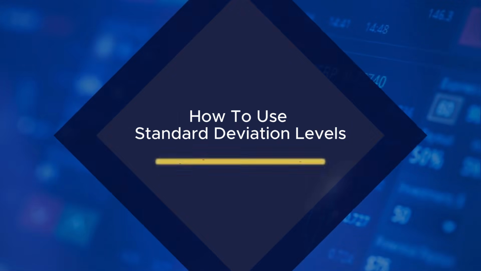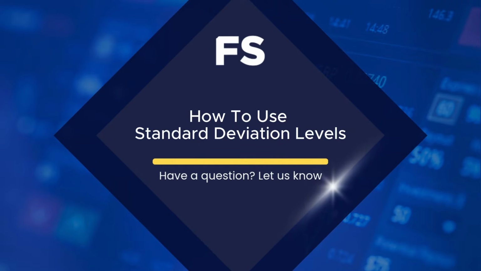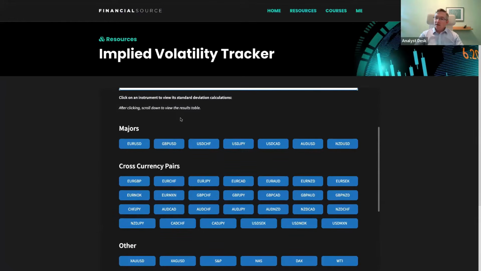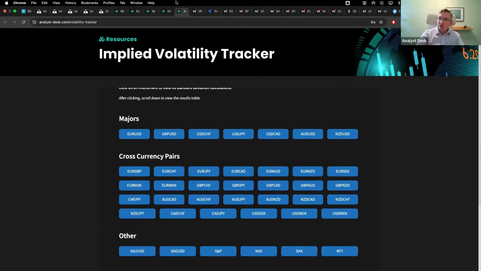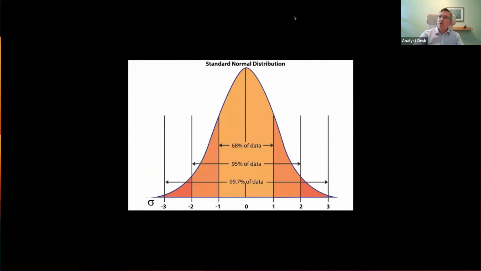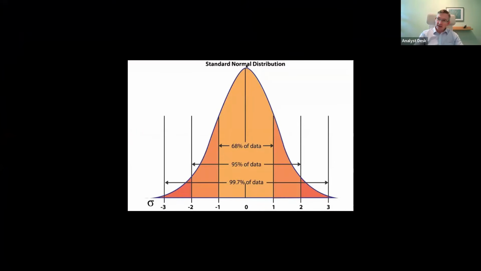Those standard deviation levels, just remember that these are based from the options market, and they are a nice kind of way of looking at the market. They're very objective, and they're based on this standard normal distribution. So the standard deviations are based on the fact that in a normal distribution of data, 99% of the data falls within 3 standard deviations, 95% of the data falls within 2 standard deviations, and 68% of the data falls within 1 standard deviation.